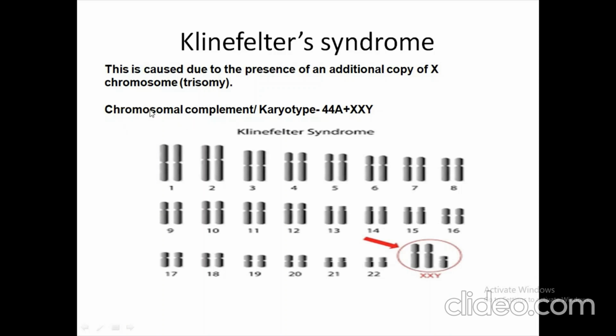Now, the chromosomal complement or karyotype of Klinefelter syndrome is 44A, meaning there is no change in autosomes. 44 autosomes are there, but there is an additional X chromosome. So 44A plus XXY.